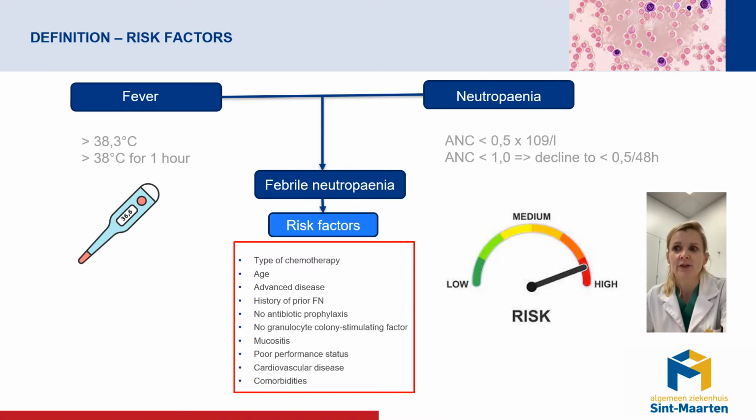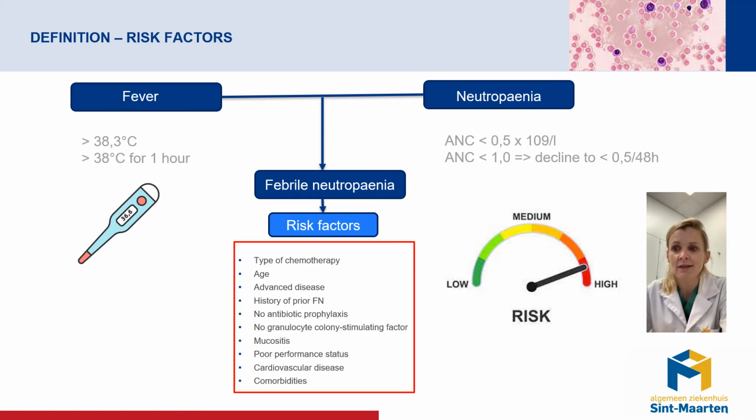Several risk factors are responsible for increasing the risk of febrile neutropenia. And of course, there is a clear relationship between the severity of neutropenia and the type of chemotherapy. You can divide chemotherapy in 3 groups. You have the high-risk group, more than 20%. Then you have the low-risk group, less than 10%. And in between, there is the intermediate risk group. Age is another risk factor. Older patients have a higher risk of febrile neutropenia.